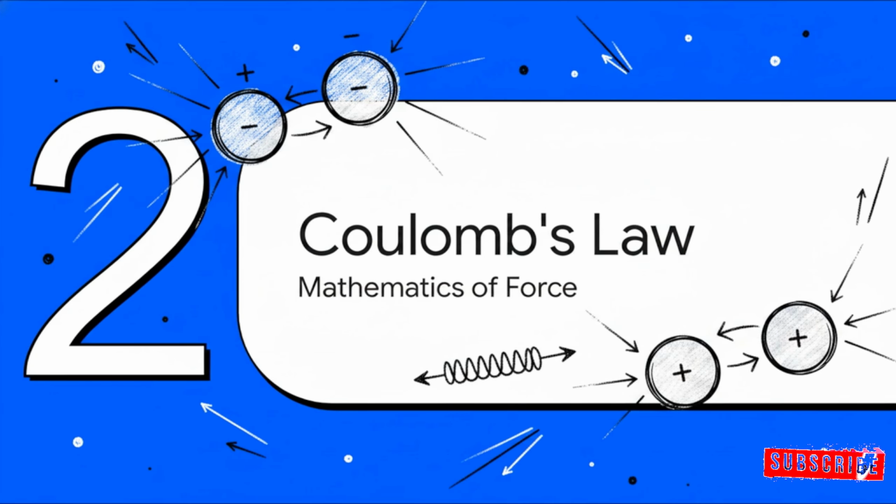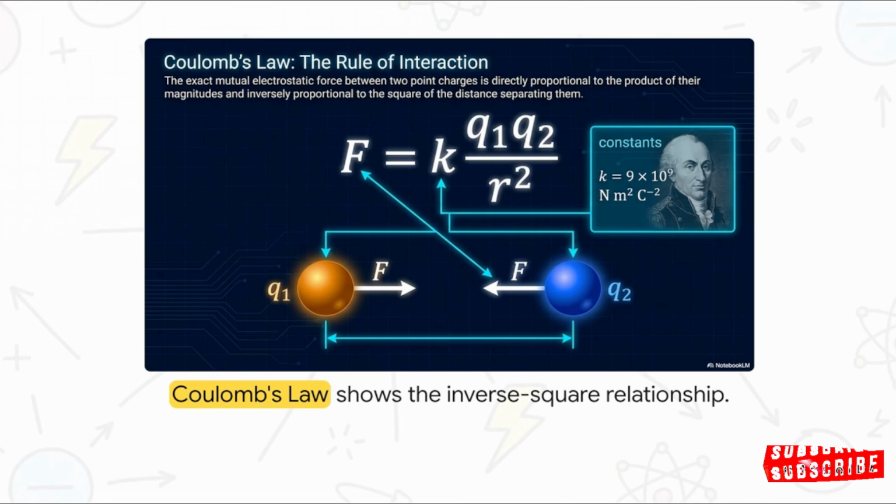Moving right along to Section 2, Coulomb's law of interaction, the mathematics of force. This interaction was actually first measured by a French physicist named Charles-Augustin de Coulomb. And Coulomb's law takes that basic idea of attraction and repulsion and turns it into a precise math equation. The force is proportional to the two charges multiplied together.